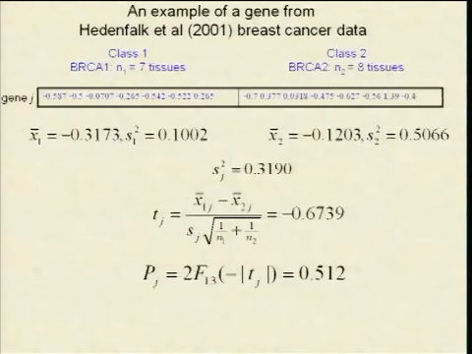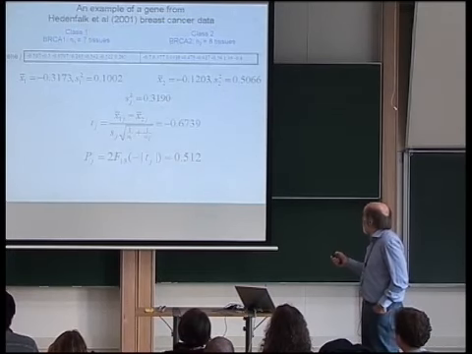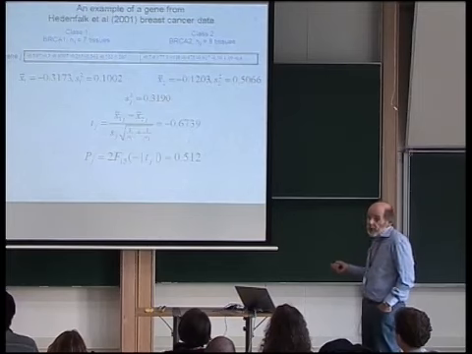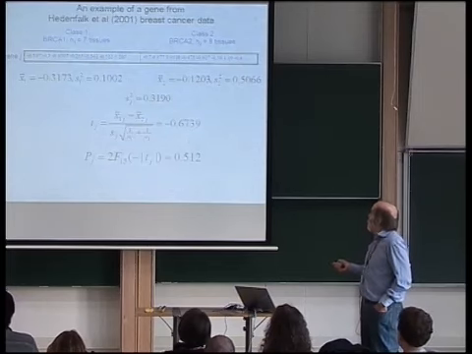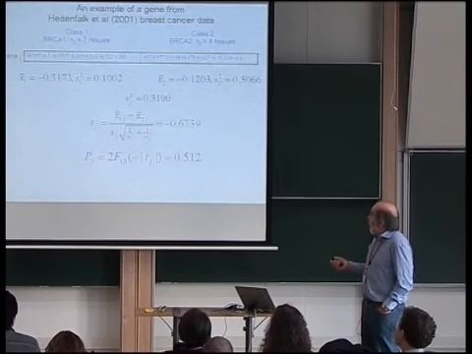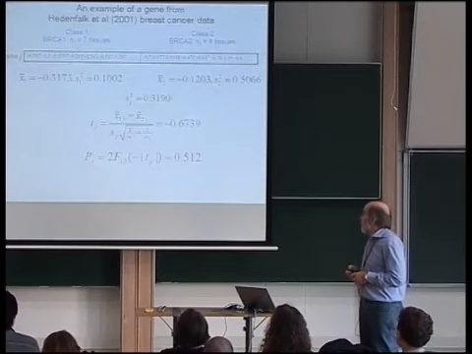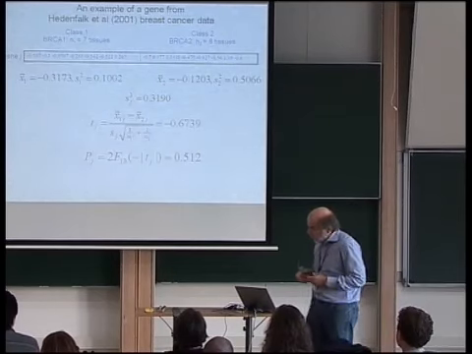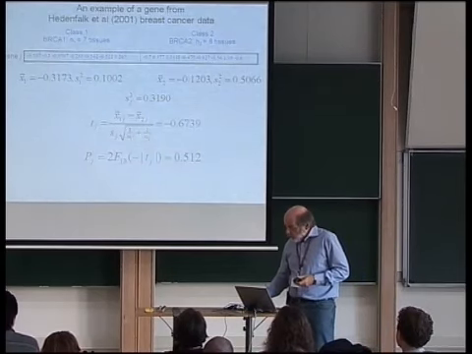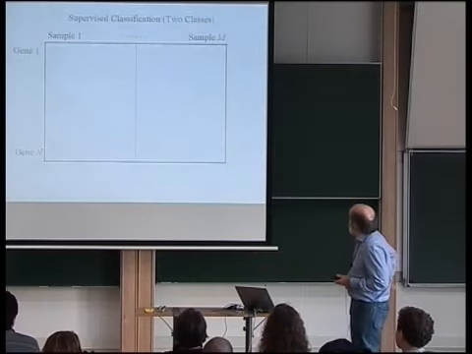So that's the problem I'm going to be talking about. And of course, for a given gene, this is quite a simple problem. We've just done it. We just used, say, a t-test here. But we've got lots of genes here, 3,226 genes, which we want to simultaneously test, and so that's where the difficulty comes in. But before I get into that, let's look at the supervised classification problem.